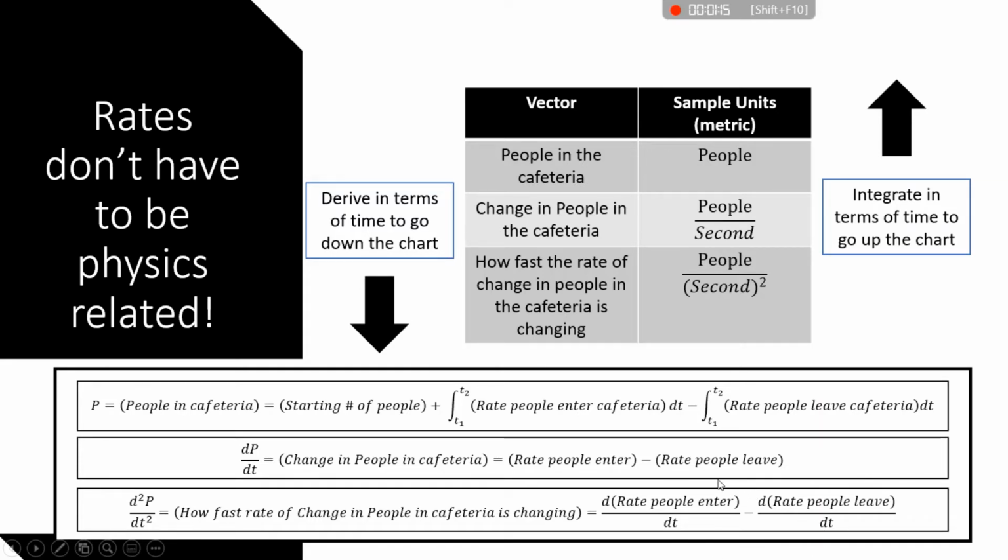If I just wanted the rate of change, that would be the rate people entered minus the rate people left, or dp over dt. If I wanted the total number of people, then I could integrate that rate. So I'd start with my constant, which is the starting number of people, and then integrate from T1 to T2 both the people entering and the people leaving. So when you integrate those rates, you get an amount. Any questions on particle motion? Okay, so I'm going to give it a shot.